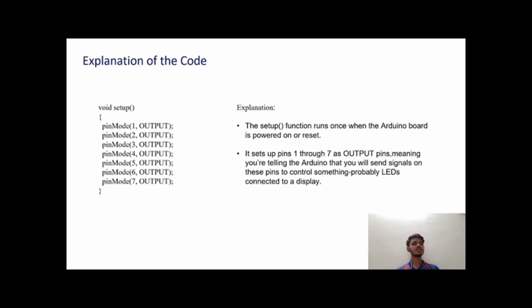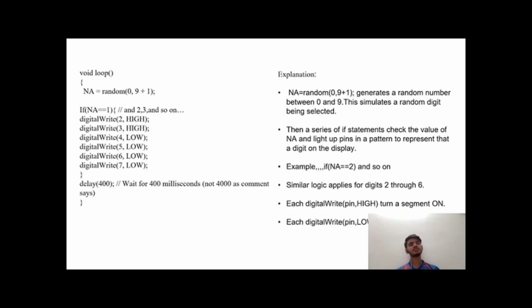Now, let me explain the code once again to be clear about how it works. As I explained here, the void setup runs when the Arduino board is powered on or reset. It sets up pins 1 to 7 as output pins. Pins 1 to 7 are for output, and they will turn the LEDs on or off to get the number which is generated. Now the void loop runs to generate random numbers immediately and continuously. We've used a random number function which will give us random numbers from 0 to 9. The pattern will be created so that we can see any number from 0 to 9, not a particular one, randomly generated using the random function.